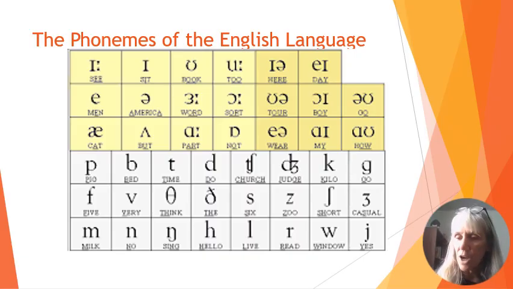So we know that the top 3 rows are our vowel sounds, and the lighter shading of the top 3 rows are our monophthongs, the one sound vowel sounds, and the darker shaded ones of those upper 3 rows are our diphthongs, our double sounding vowel sounds. The ones on the bottom, however, are our consonants. So we see 3 rows of consonants.